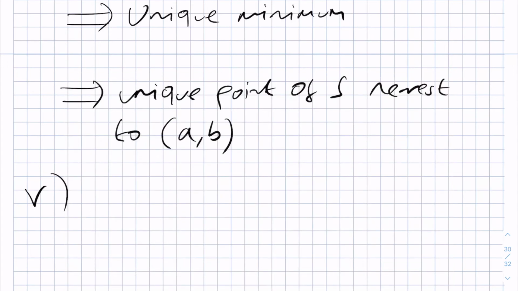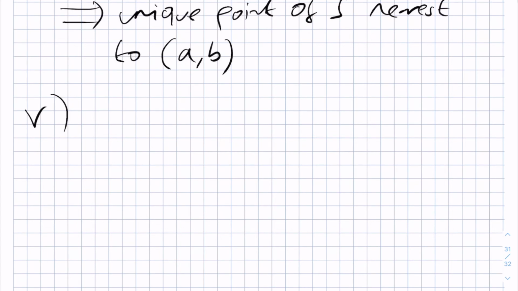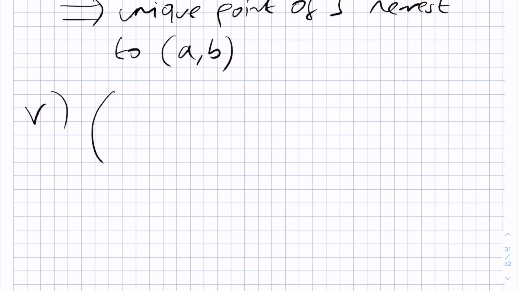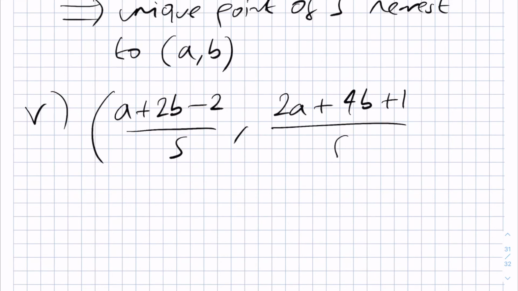Now this result is true for any point (a, b) in the whole of the xy plane. Again, the point is (a plus 2b minus 2) over 5 and (2a plus 4b plus 1) over 5. Because this point is linear in a and b, it has no squares or sines or logs or anything, it should be obvious that we're looking at a straight line for our subset S. Therefore, we use the work from part 4 to proceed.